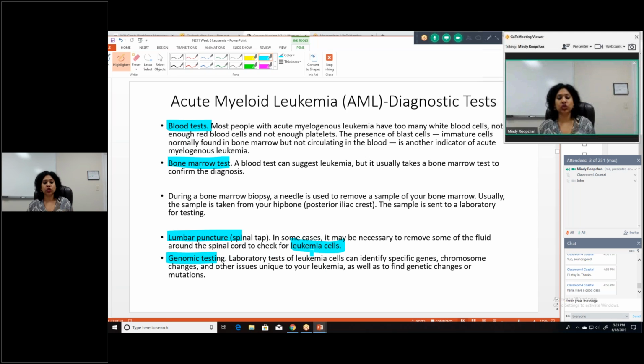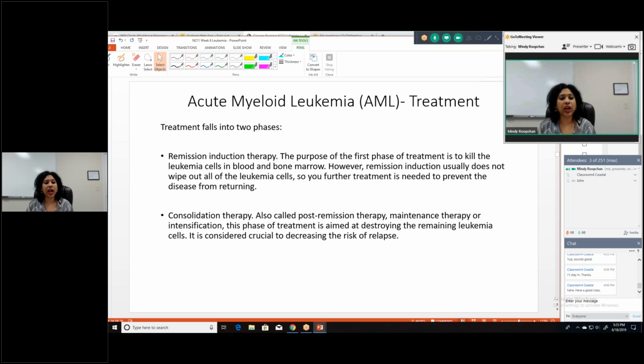Genomic testing: lab testing of leukemia cells identifies specific genes, chromosomal changes, anything that's unique to the leukemia, and finds these genetic changes or mutations. So genomic testing is another way we can diagnose. So how do we treat it now?